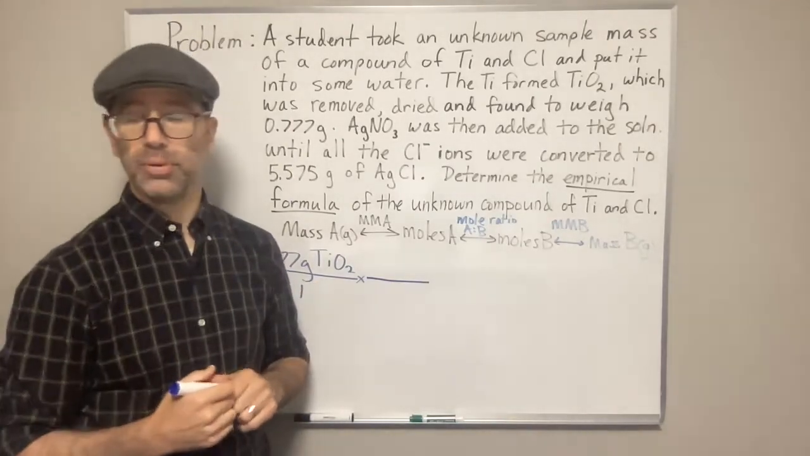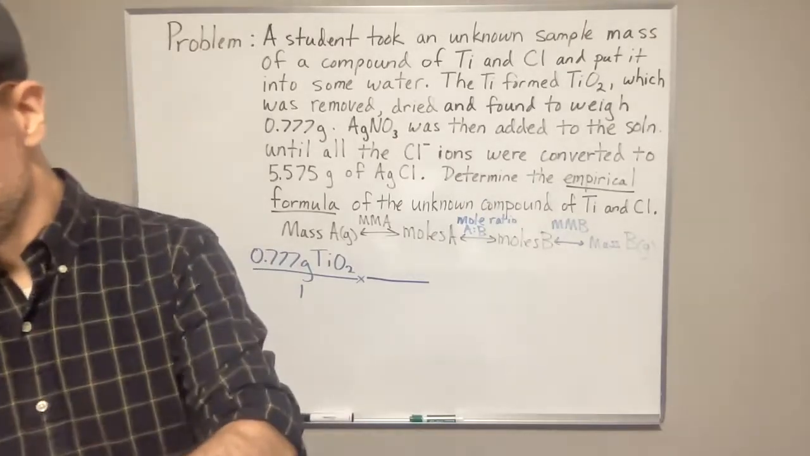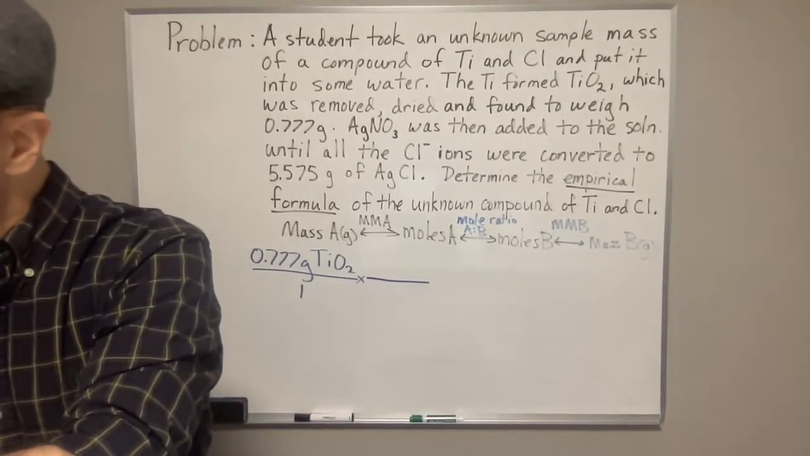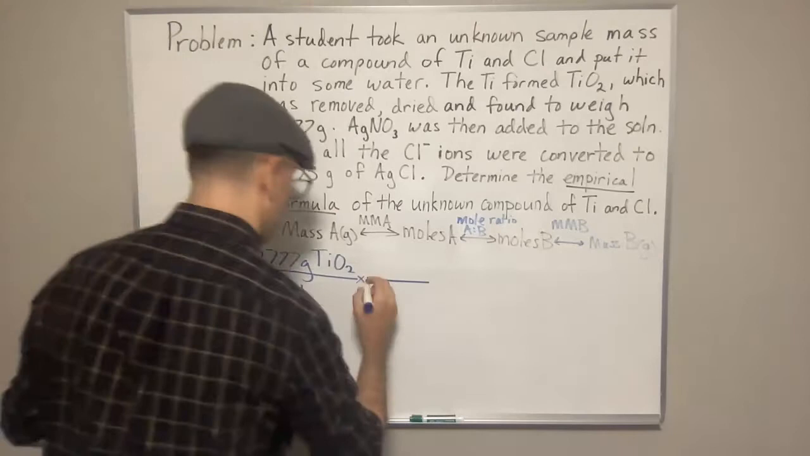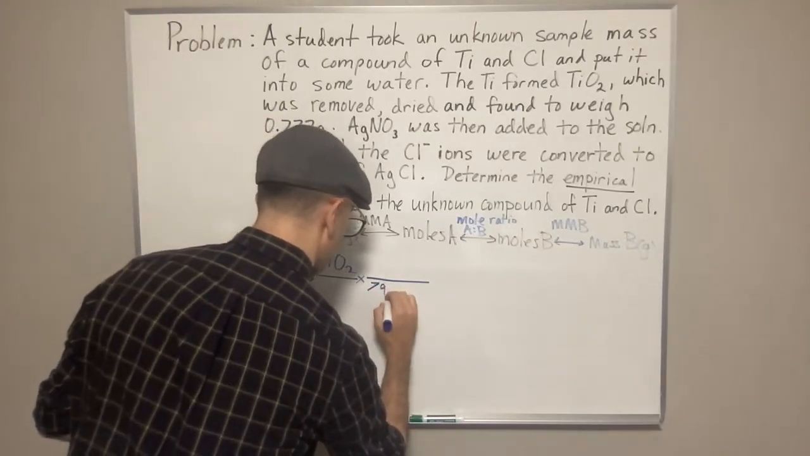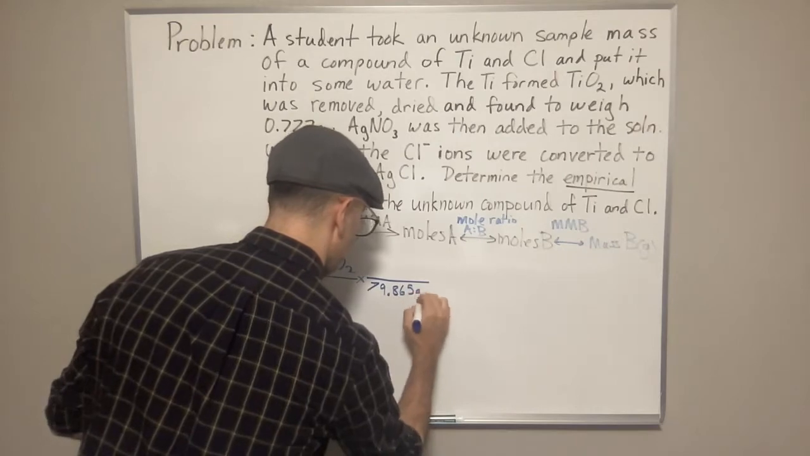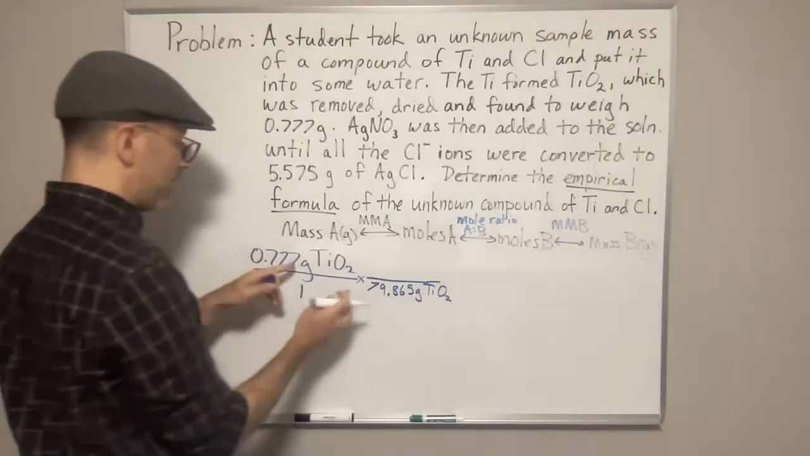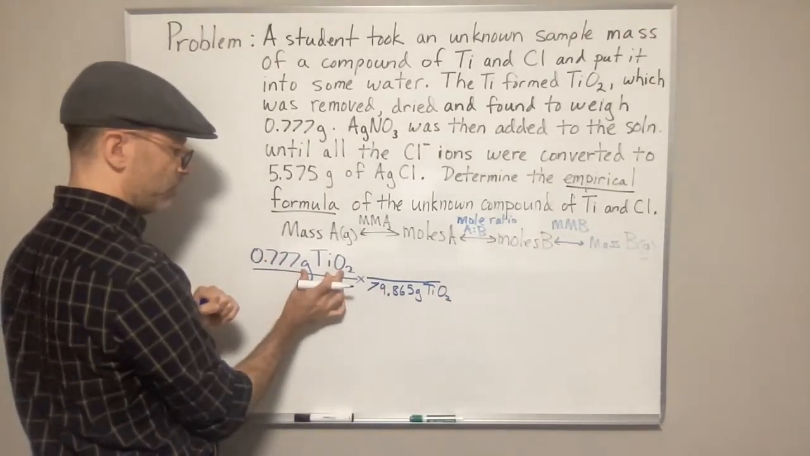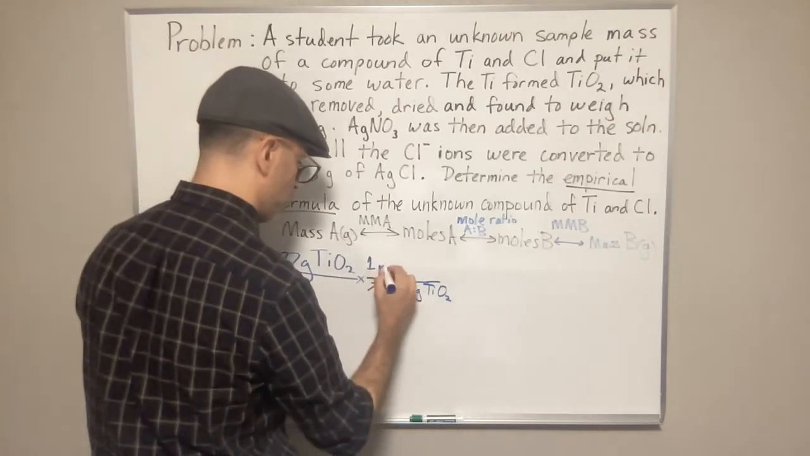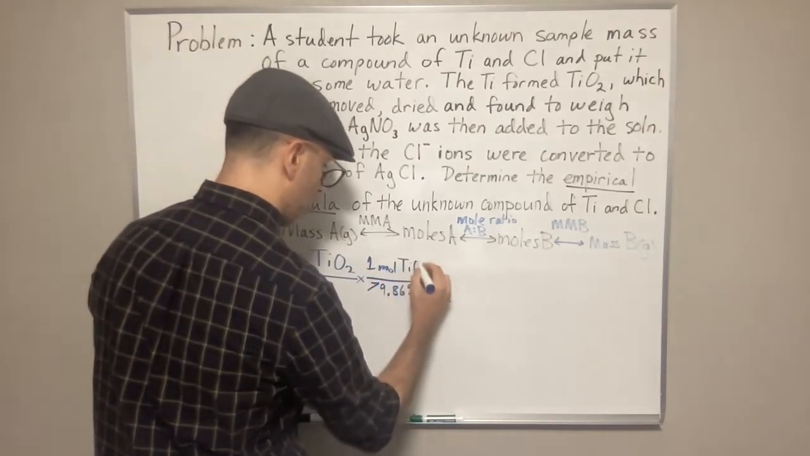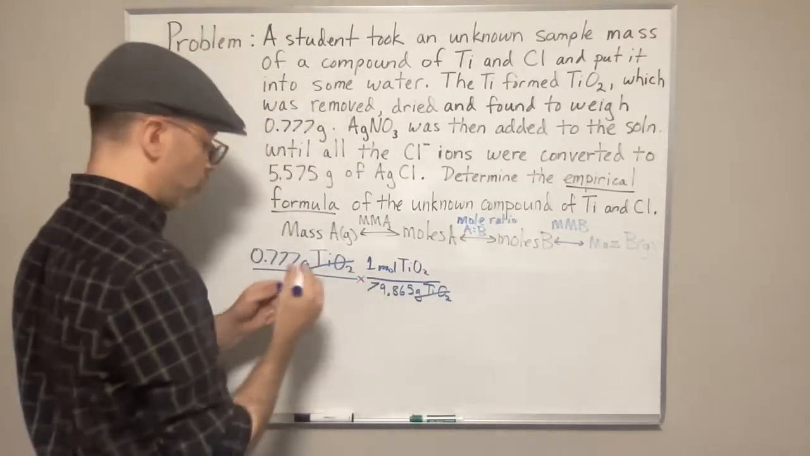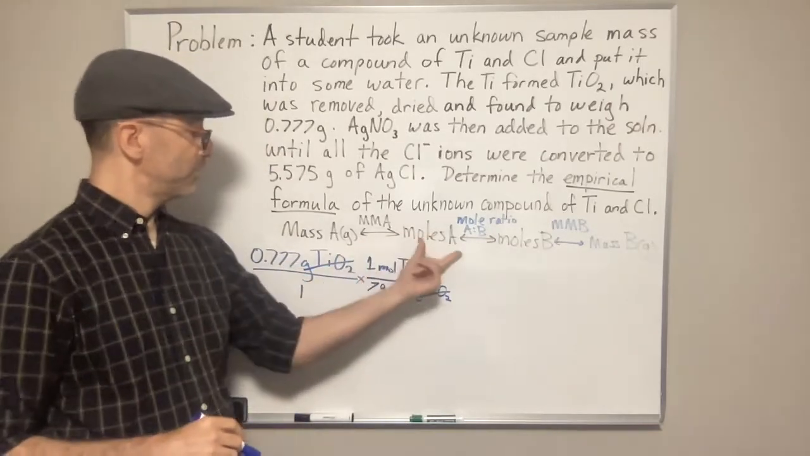So we need to look that up. So you calculate that using your periodic table. And so when we calculate that, we find it to be 79.865 grams of TiO2. And I put the grams on the bottom because I have grams of TiO2 on top, so that'll cancel out. So now I have 1 mole of TiO2 on the top. So grams cancels out. Now I have moles of TiO2, and now the next step is to get moles of Ti, which is my B.